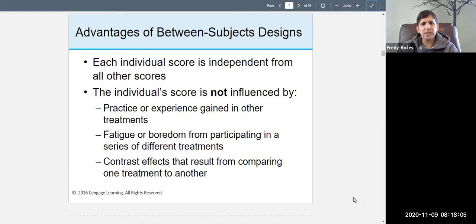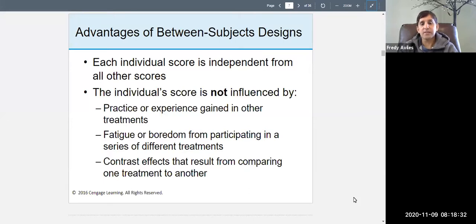There's no issue with fatigue or boredom from participating in a series of different treatments. So you can imagine if you have a within subject design, they get to participate in the treatment group and the control group and the placebo group. They get to go through the experiment 3 times. That can be annoying, okay? They can get tired, they can get fatigued. And because of that, they may not pay as much attention or take it as seriously, right? That's a problem. You can also have contrast effect resulting from comparing one treatment group to another.